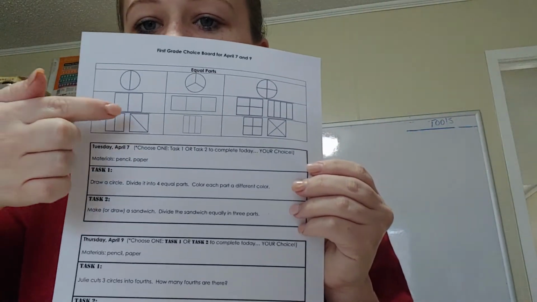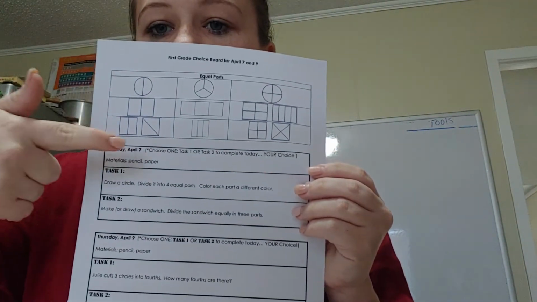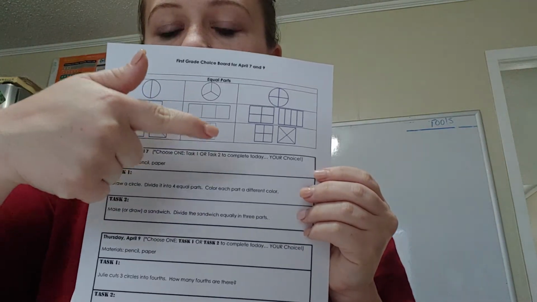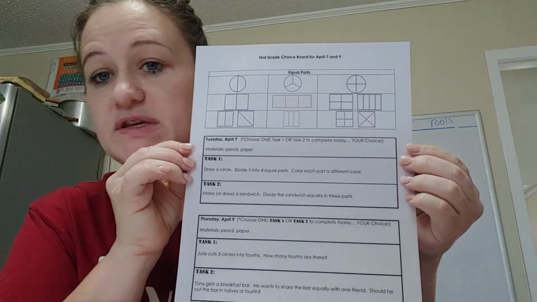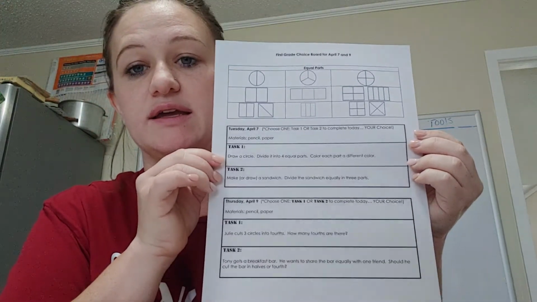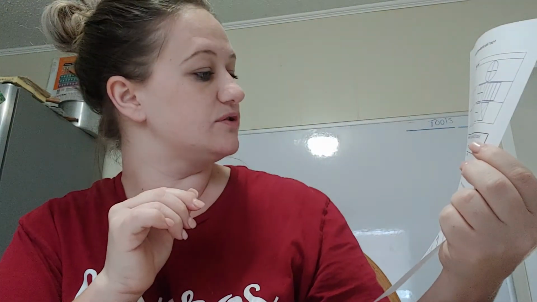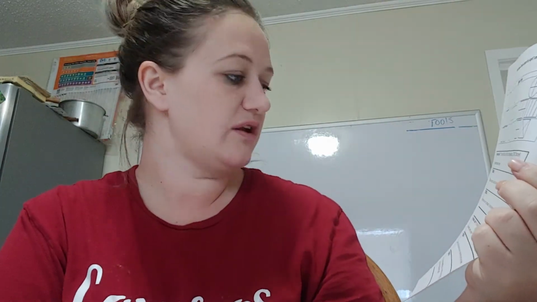Task 1 says, draw a circle, divide it into 4 equal parts, and color each part a different color. So up here is your examples of equal parts. 2 equal parts, 3 equal parts, 4 equal parts. And you'll just take a piece of paper, pick one, and color it to show me the 4 different parts that are equal. Means they're the same size.